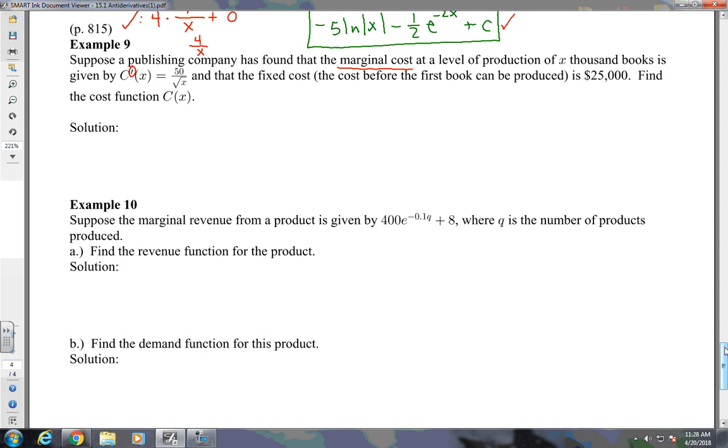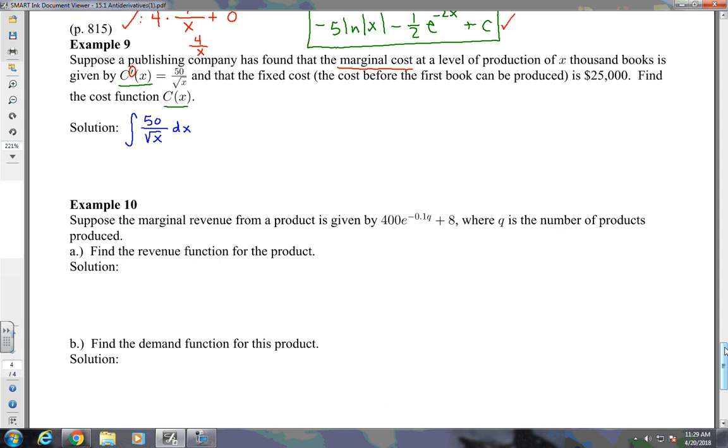And that the fixed cost, the cost before the first book can be produced, is $25,000. Find the cost function C of x. So we are going from derivative to original. When we upgrade a derivative to the original function, that means we are applying the integration process. So I need to integrate 50 over the square root of x dx.